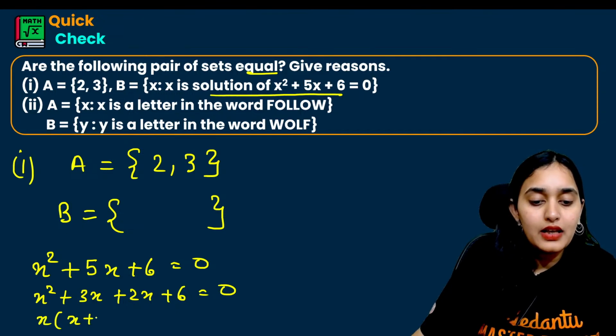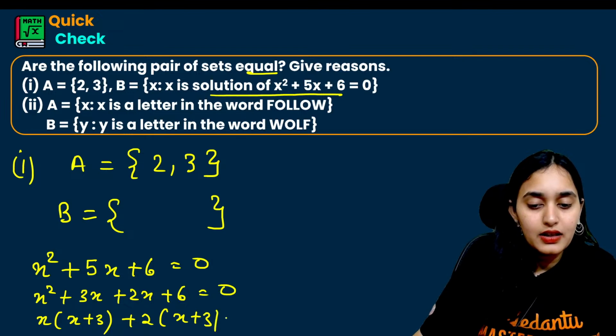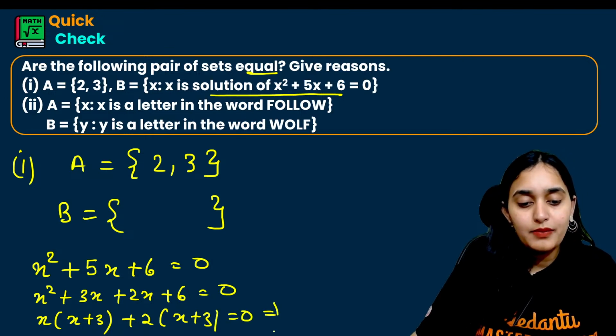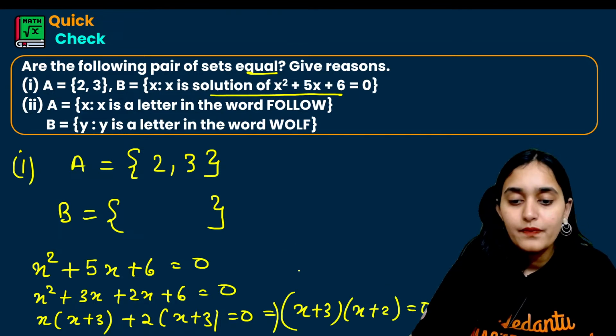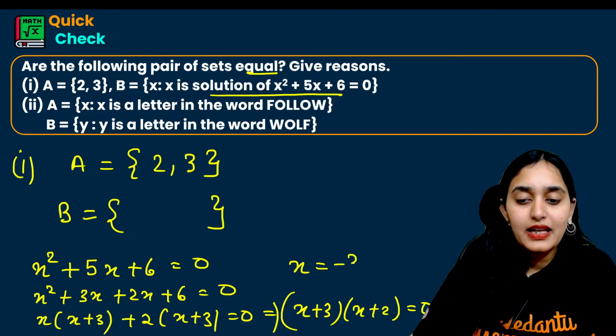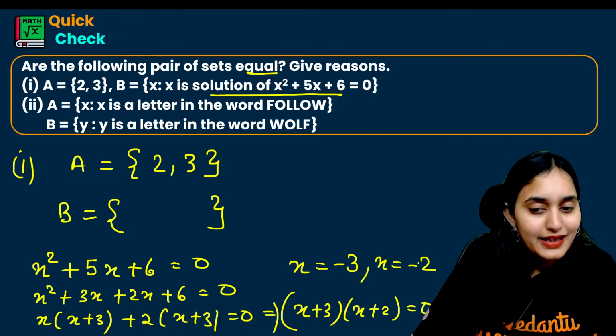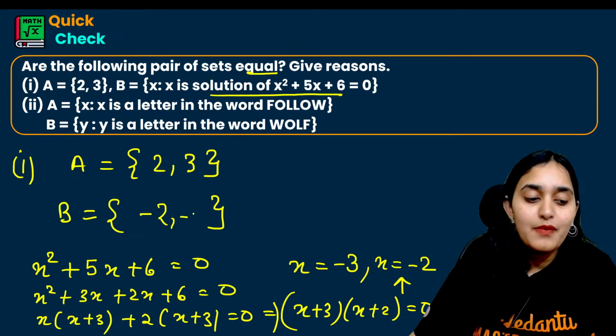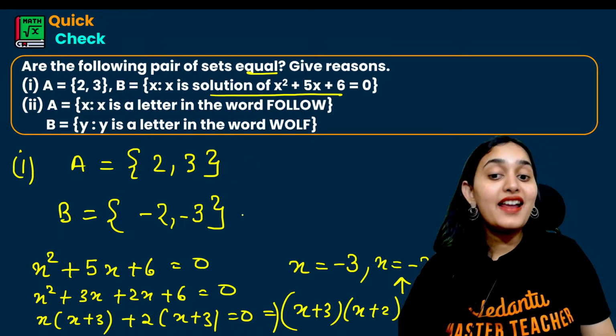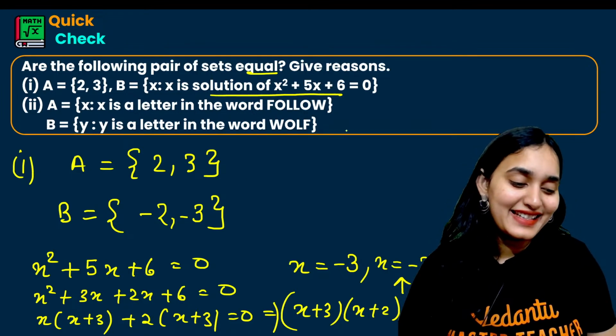x common, x plus 3. 2 common, x plus 3 is equal to 0. This implies that (x plus 3)(x plus 2) is equal to 0. So x is equal to minus 3 and x is equal to minus 2. Isn't it? So it is having minus 2, minus 3. Are they equal? Tell me.